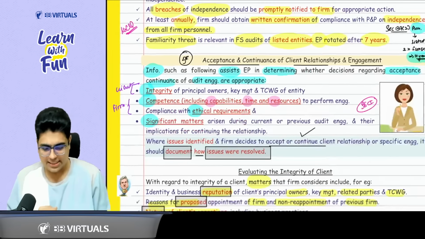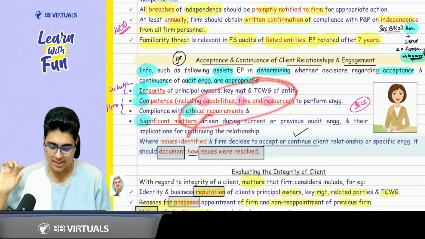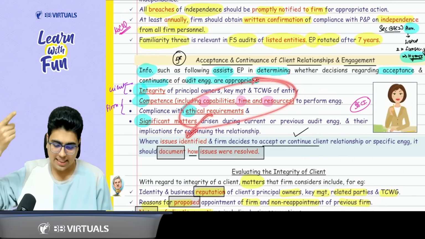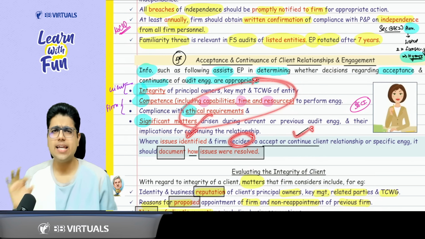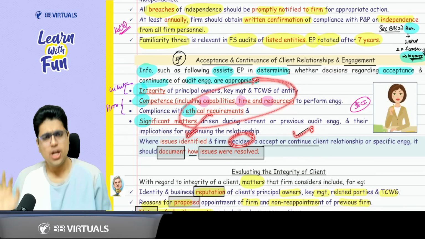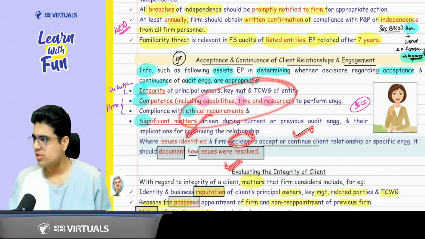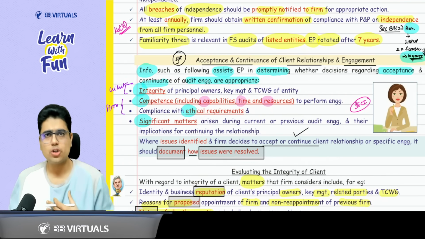Yes, sir. Now let's say when you are considering all these points, there were some issues identified, and still you decided that you will accept the client. Then in that case, you need to document how the issues were resolved. How did you resolve the issues? This needs to be documented. You got the point or not? Yes, sir, we got the point.